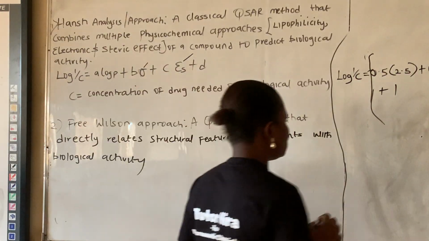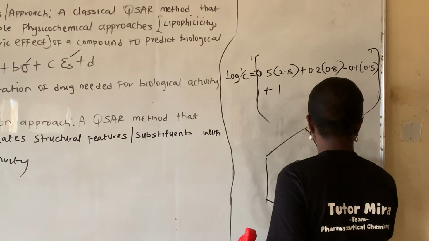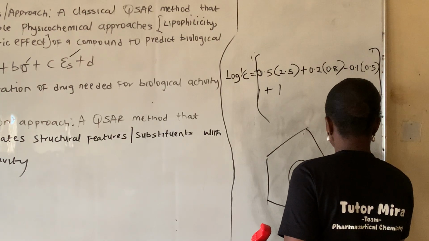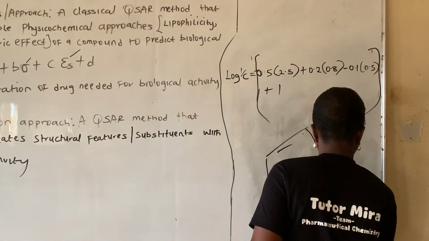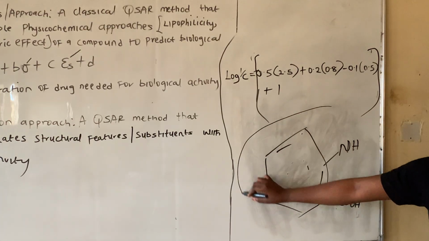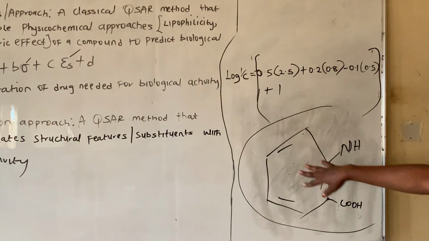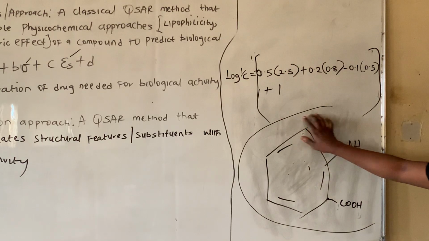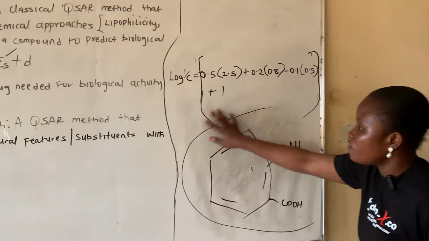So let's say, for instance, this is a drug molecule. I don't know if this exists, but I'm using this as an instance. In Free-Wilson, you're not considering the physical and chemical properties this time around in the way Hansch does. This time you're considering the structure of a drug. You're trying to consider the effect of the structure of a drug on the biological activity.